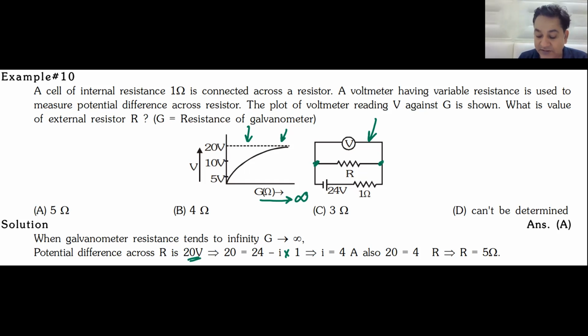That is the potential difference across the resistor R. What is the current? So I call the current I. 24 minus I into 1 should be equal to 20. From there, you can find the value of I. Once you get the value of I, this 20 will be equal to I into R. From there, you will get R as 5 ohms. You got 4. Probably you got the value of the current, not the resistor.